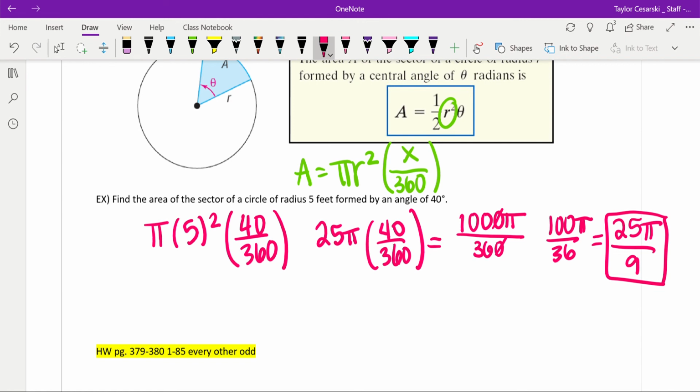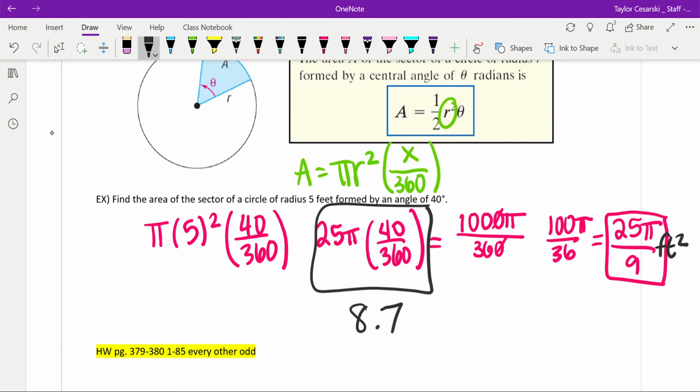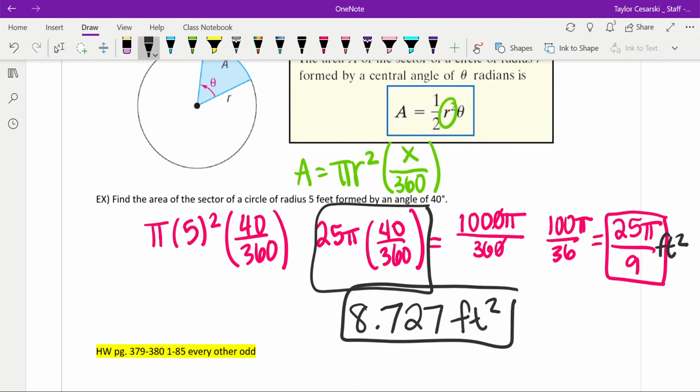And what are we talking about here? We're talking about feet. But if it's area, remember that would be feet squared. All right, so you can also type that in your calculator. Now, remember, if you have a calculator, the easiest thing to do is just type that part in black in your calculator. So 40 over 360 times pi times 5 squared, 8.727 feet squared. So that would be that.